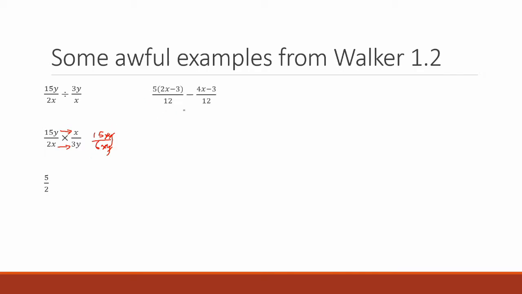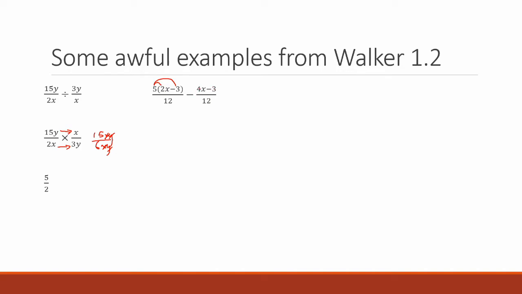Okay, in this example we have a subtraction, we have the same denominator, but we do have some brackets we need to deal with first. So I'm going to have to expand out these brackets, and so I'll have 5 times 2 is 10, so 10x, and then minus 15, and here I'm taking away 4x minus 3. So I'm taking away a negative here.